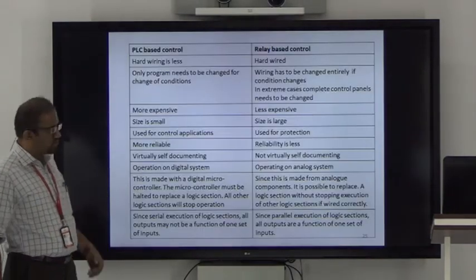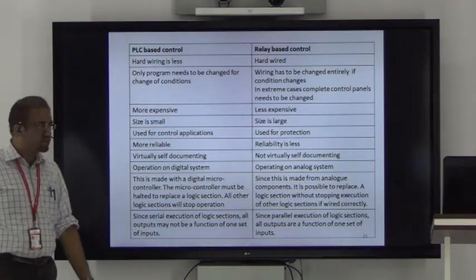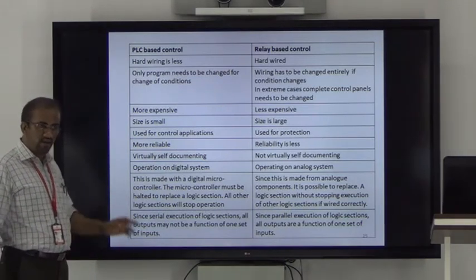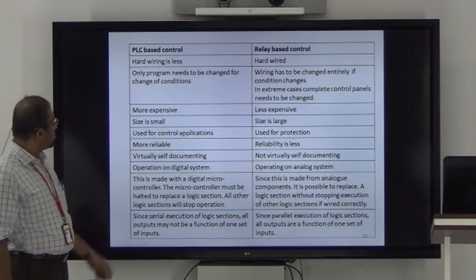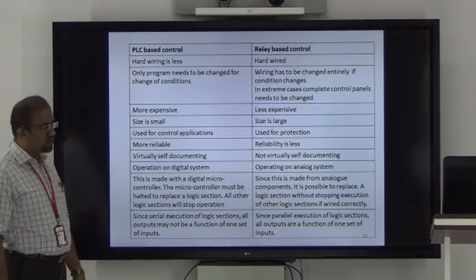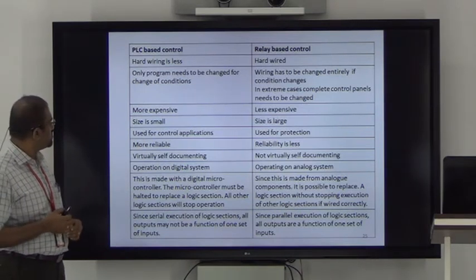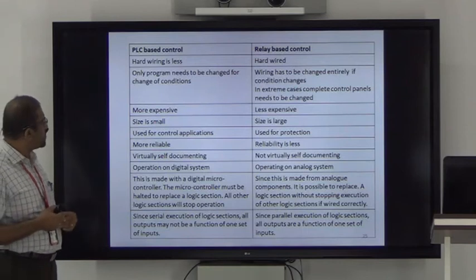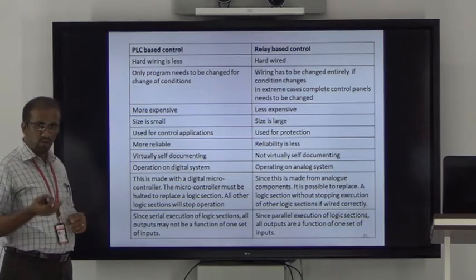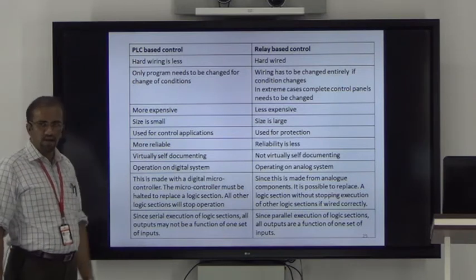Now, a basic comparison between the old relay-based control and PLC-based control. In PLC-based control, hardwiring is less, whereas in relay-based control, everything is hardwired. If you need to have two purposes, in a PLC only the program needs to be changed, whereas in relay-based control, the entire wiring has to be changed. Coming to the expense part, PLC-based control is comparatively expensive and relay-based control is less expensive. But nowadays it is the other way around. That means PLC control is becoming less expensive than relay-based control.